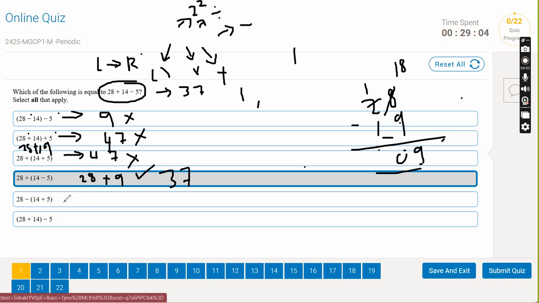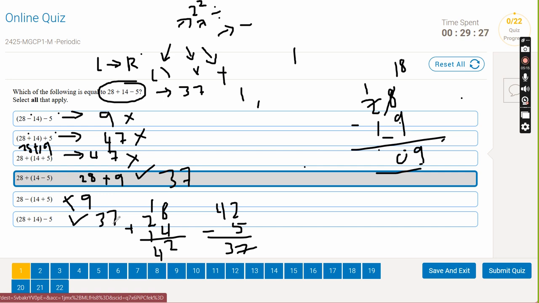9 and 0. This one, we can't choose this because it's 9. The last one, 28 plus 14, will give us 8 plus 4 is 12. 2, 3, 4, 42 minus 5. Minus 5 gives us 37. There you go. So 37, right? So this one is correct as well because they gave us 37.